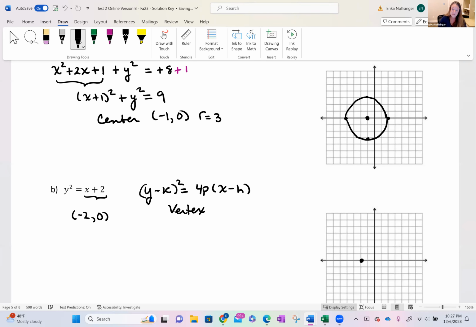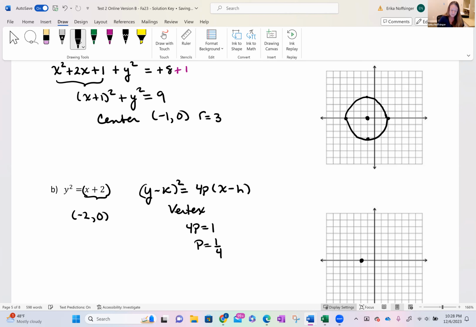It's my y value that's squared, so I know that my parabola shape is facing left or right. My coefficient in front of this x plus 2, that is 1. So my 4p equals 1. P is positive, it's 1/4. So I know that my parabola shape is going towards the positive x direction.